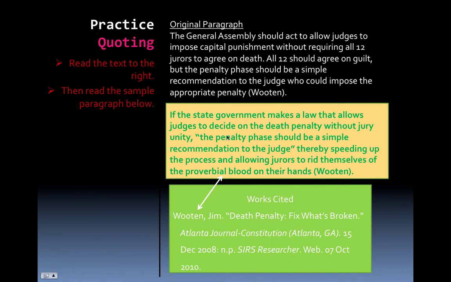I'm using a direct quote because I decided that this passage was great and I needed to use this exact wording. But you don't quote the entire thing. There's no reason for you to have to do that.